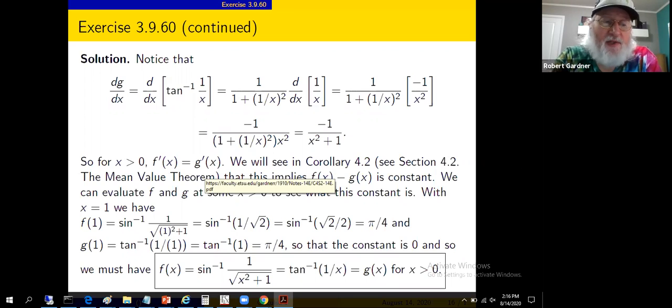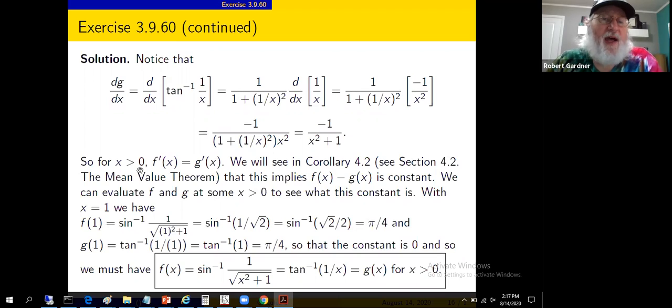If I graph y equals x squared plus 7, that's a parabola that's the same shape as the y equals x squared parabola. It's just displaced, it's translated. Similarly, we'd get these two functions have the same shape if they have the same derivative. Turns out if you plug 1 into the f function, you get out pi fourths. If you plug 1 into the g function, you also get out pi fourths. Actually, they are the same functions.